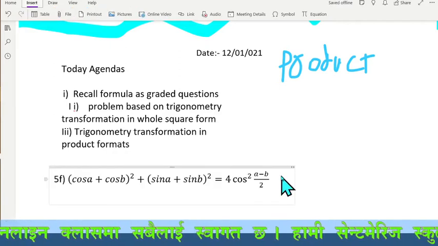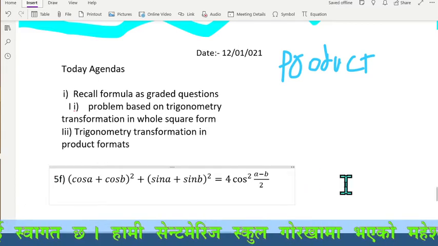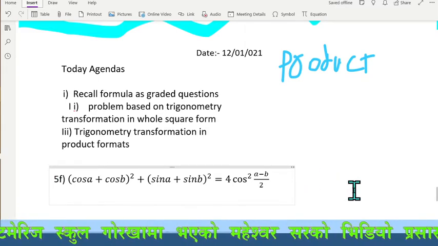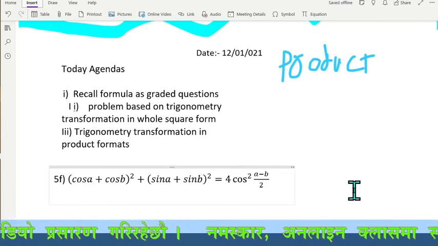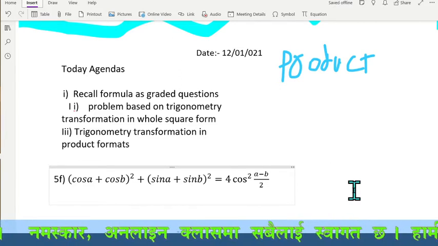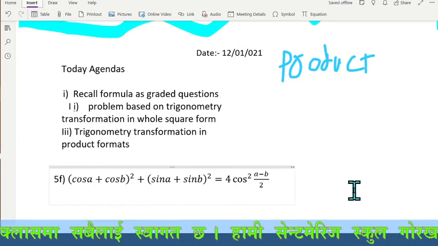So if you are getting a problem related to the whole square format, for example here it is (cos A plus cos B) whole square plus (sin A plus sin B) whole square, and we have to prove it equals 4 cos square of (A minus B) by 2. So that we have to prove.